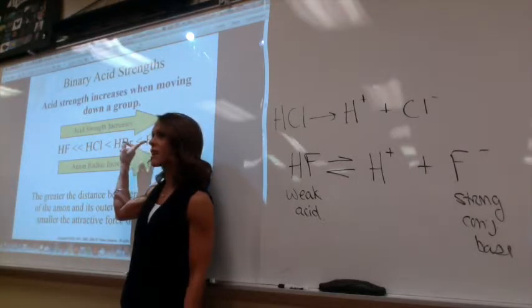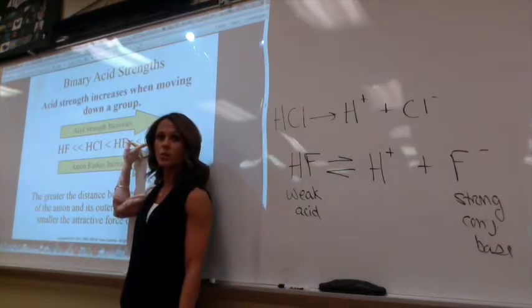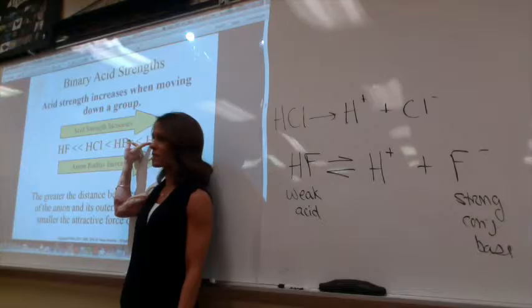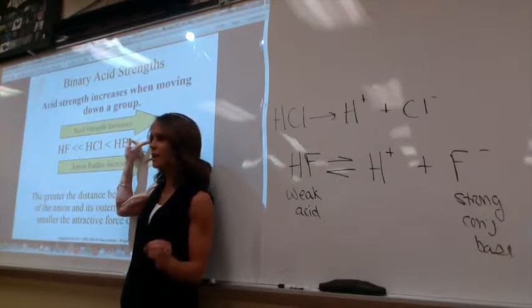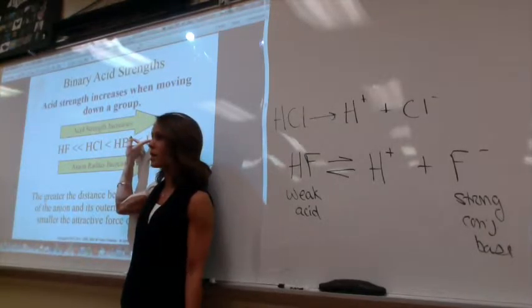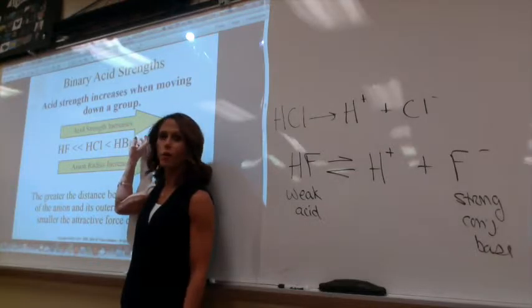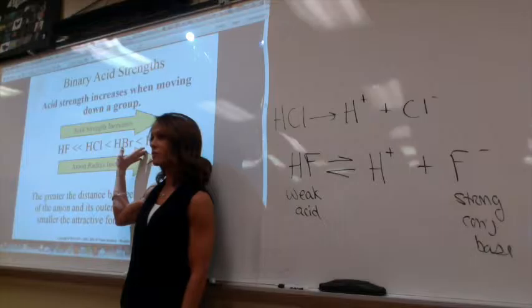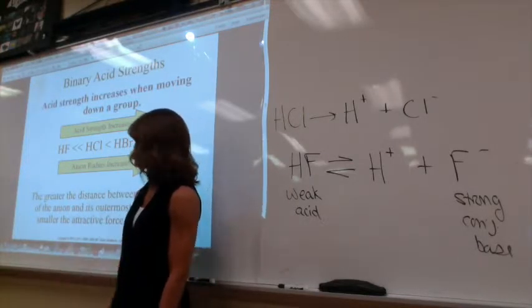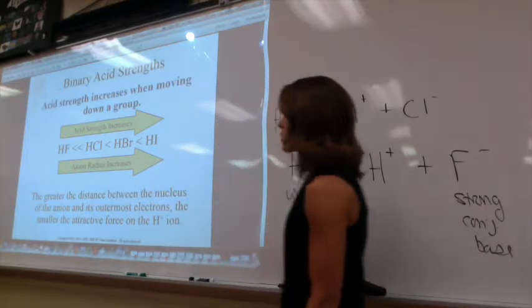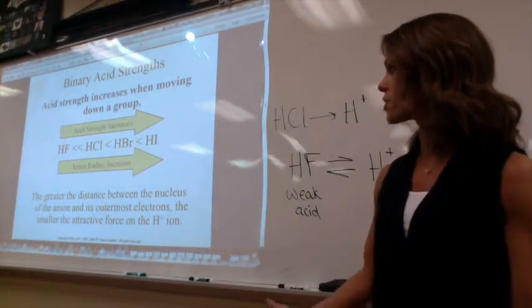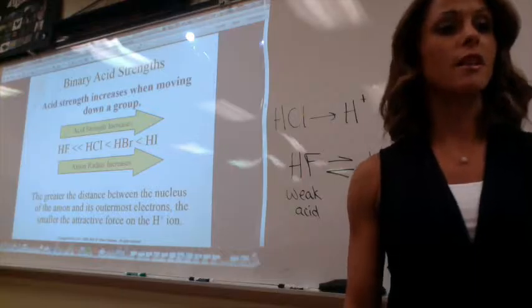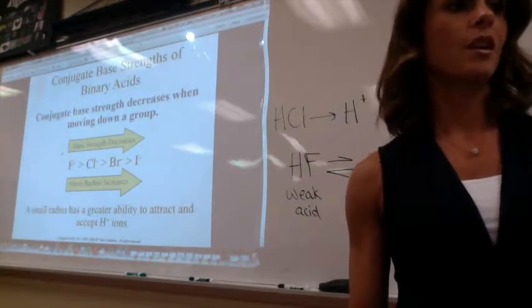So out of these, HI is the strongest acid because it can get rid of its H plus so easily. Understand this? You will 100% get theory questions where I ask you which acids are stronger and why. You're not discussing electronegativity here, are you? You're discussing distance. The greater the distance between the nucleus of the anion and its outermost electrons, the smaller the attractive force on the H+, and the easier it is to get rid of it.